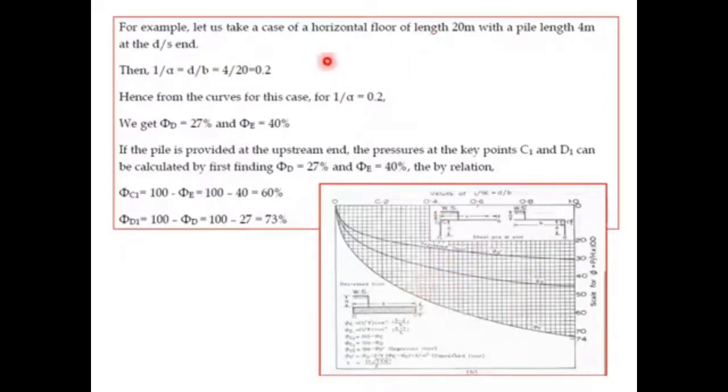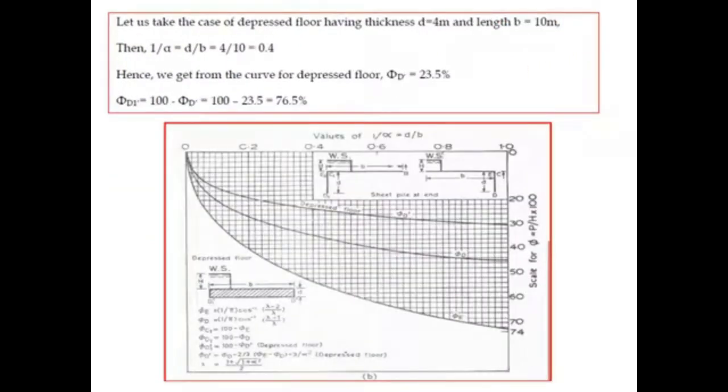Given the horizontal floor length and also the depth of the pile. So for example, if you take a depressed floor where the floor is depressed by 4 meters and the length is say 10 meters. So the length is 10 meters and the depression is 4 meters. Then here also, if we refer to the curve, we have 1 by alpha, which is D by B, which is 4 by 10, so 0.4.